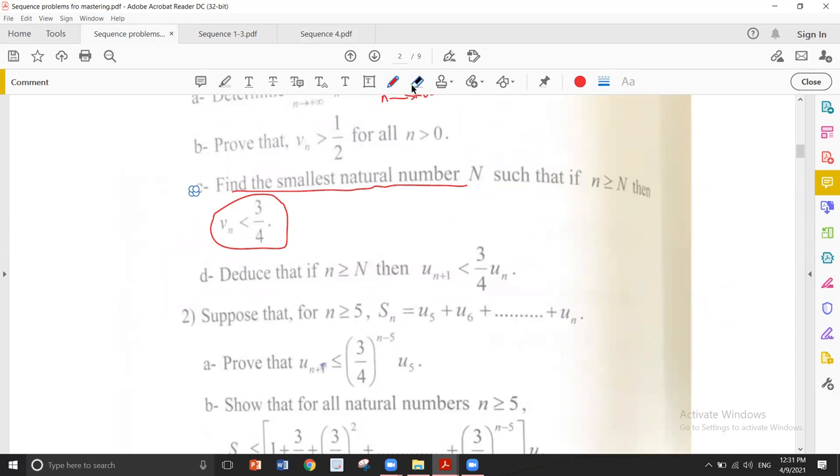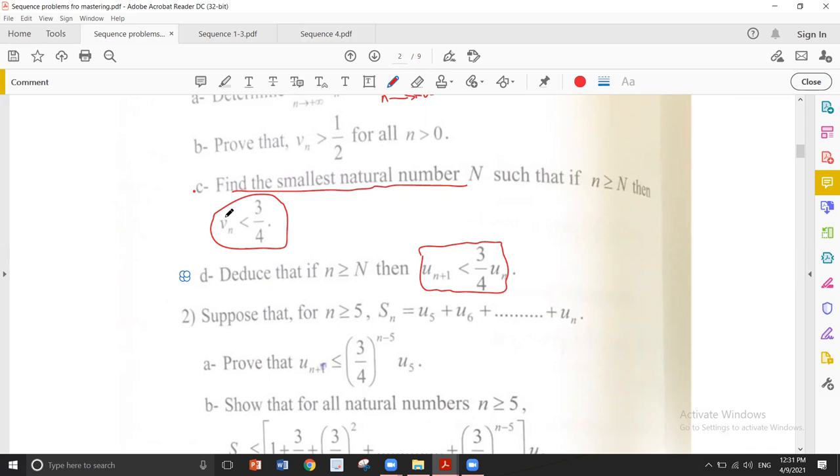Part D. Deduce that if n greater than 5, then un plus 1 less than or equal to 3 over 4 un. Deduce from where are we going to deduce this one? From part C. What did we prove in part C?